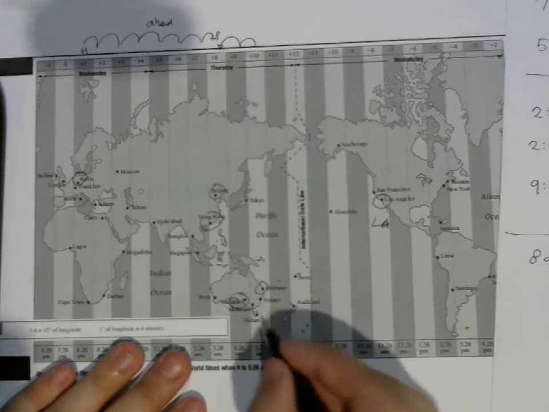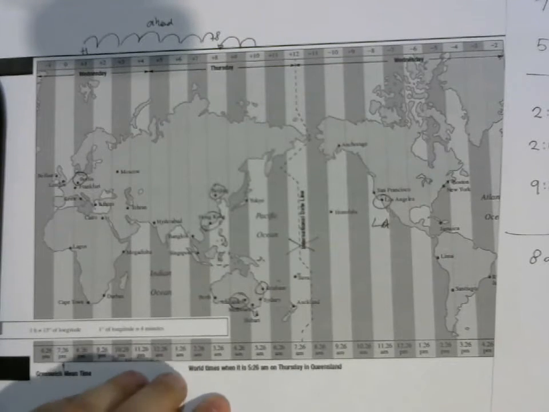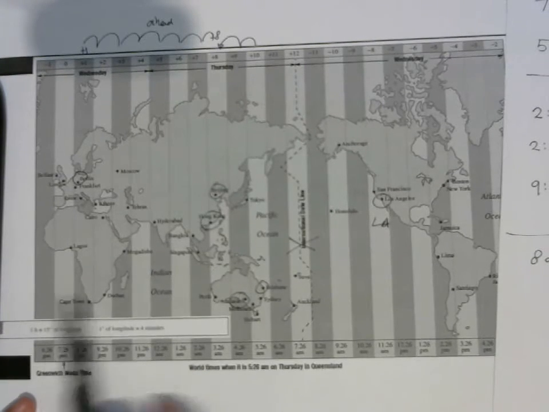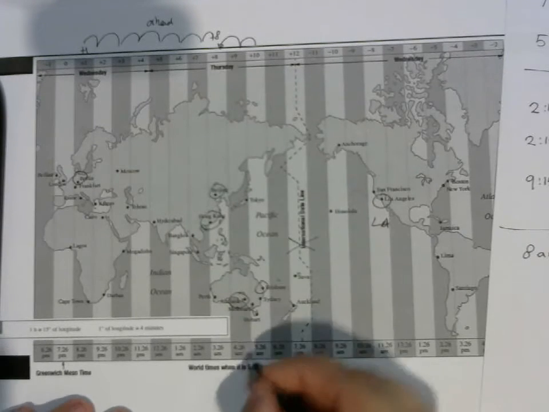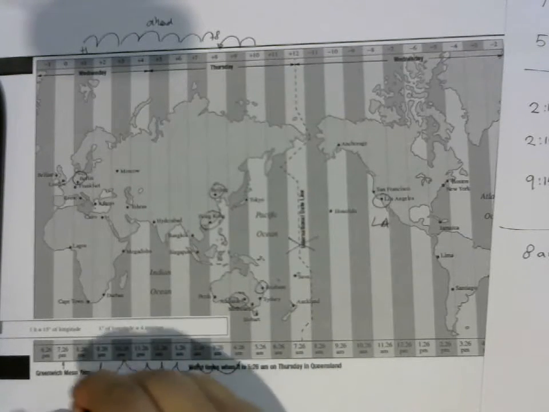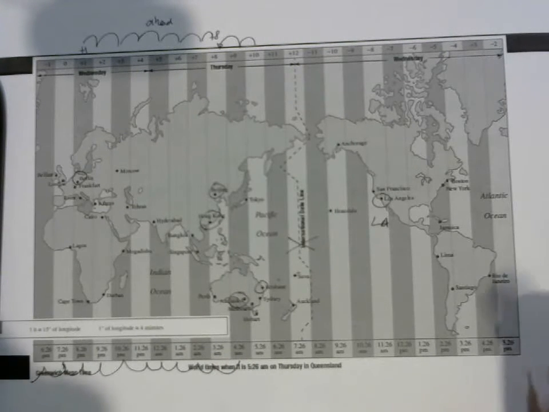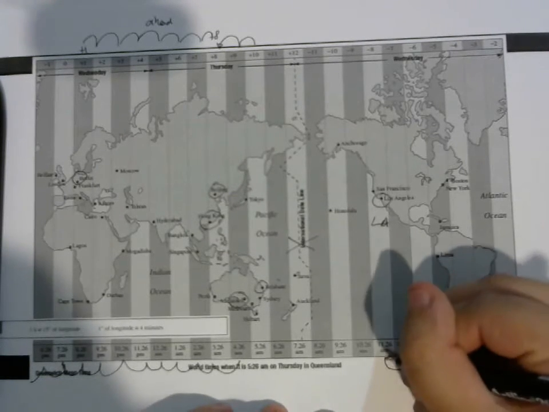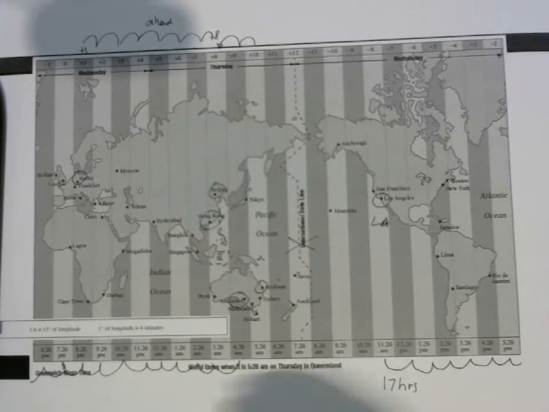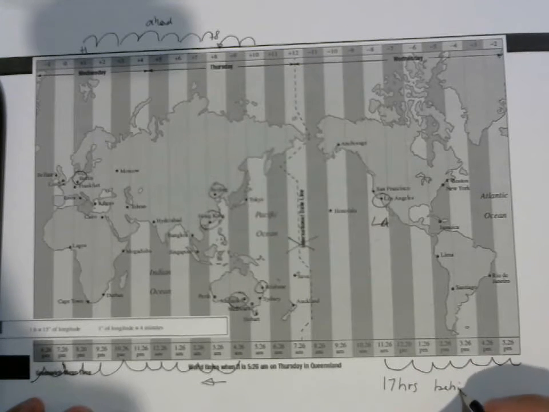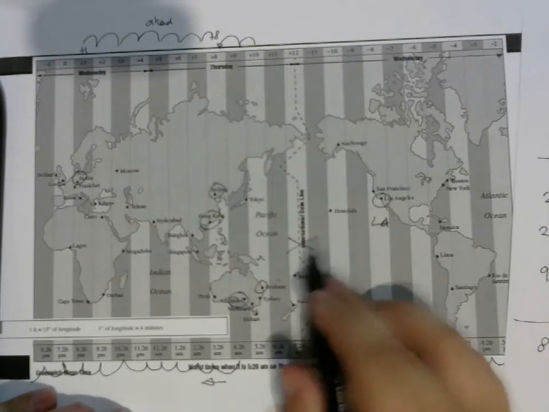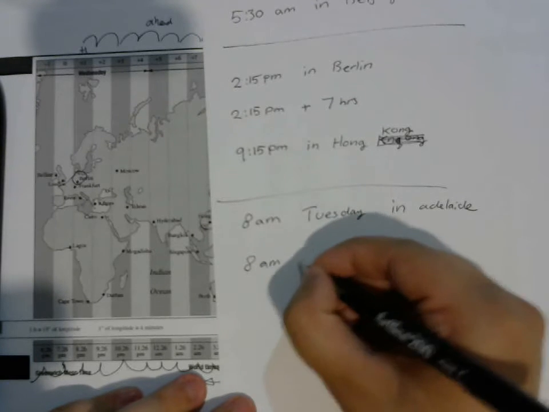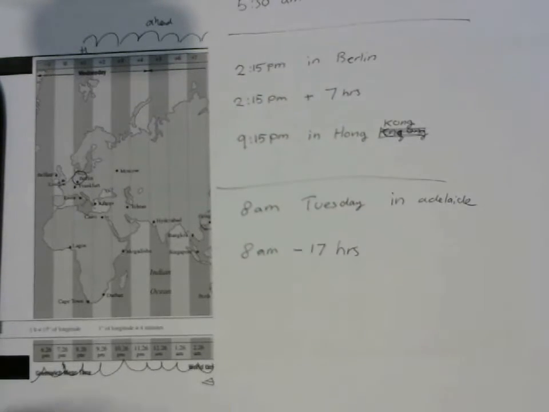Now here's a big rule. You cannot cross the international date line. To figure out what time it is in Los Angeles, we have to go all the way around the world. So if you want to count, this is going to be 1, 2, 3, 4, 5, 6, 7, 8, 9, 10. I'm going to pop around the other side of the world. 11, 12, 13, 14, 15, 16, 17 hours. And we're moving this way, so it's behind. Right? We can't cross the international date line. Can't do that. So 17 hours behind. 8 a.m. minus 17 hours.